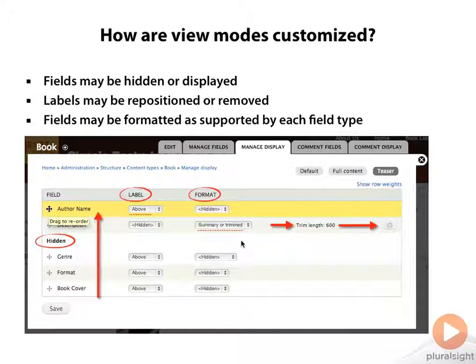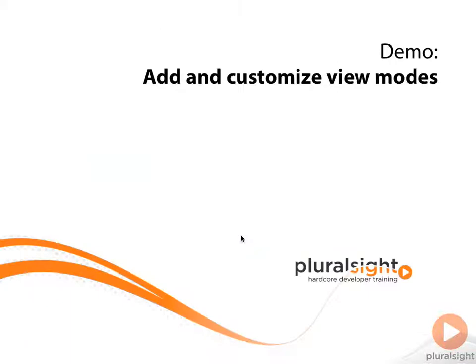So, for example, our description field is going to display its summary, if there is an explicit summary, or trimmed content from the body text of that particular field. And so you'll find this wheel cog button to the far right that allows you to modify the particular display settings exposed by a particular field type, for example, to change the trim length for trimmed display of this field. Let's jump in and work with this a little bit.